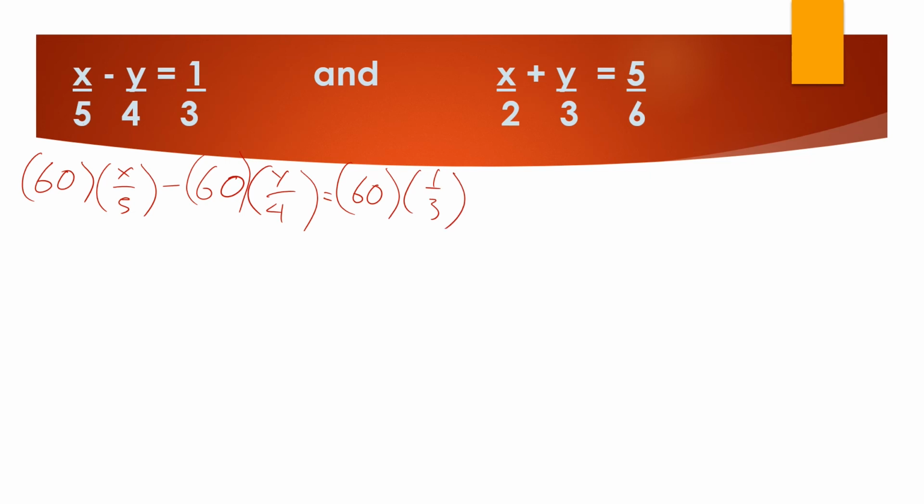Okay. Do the cancellation between 60 and 5. Both numbers are divided by the same number. 60 divided by 5, 12. 5 divided by 5, 1. Continue with 60 and 4. 4 divided by 4, 1. 60 divided by 4, yes, 15. Continue with 60 and 3. 3 divided by 3, 1. 60 divided by 3, 20. Get the answer 12x minus 15y equals 20. This is 15.